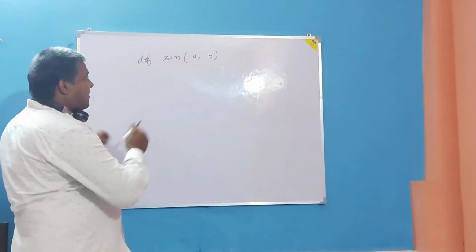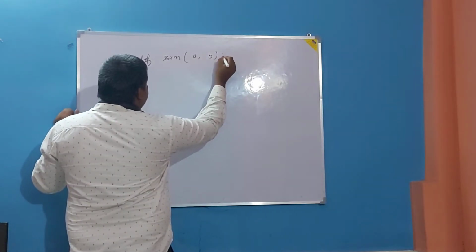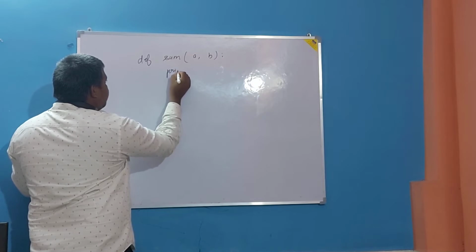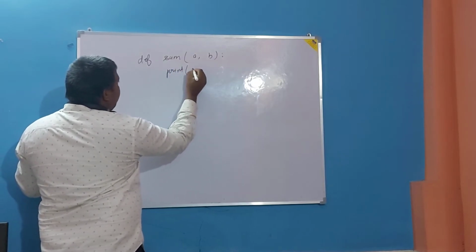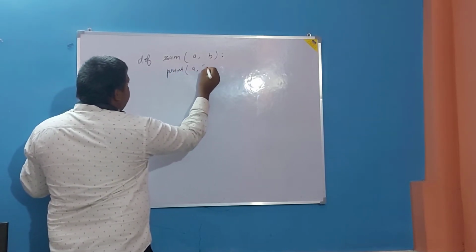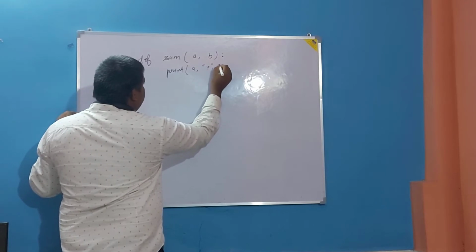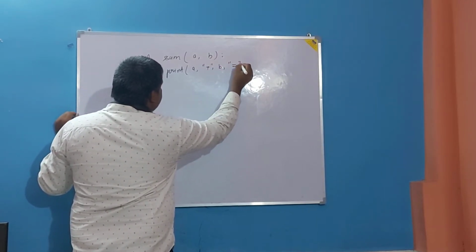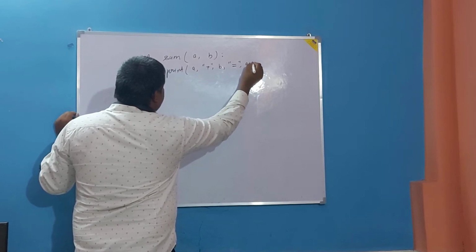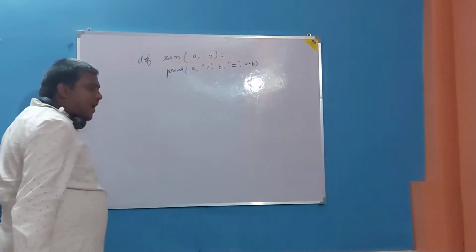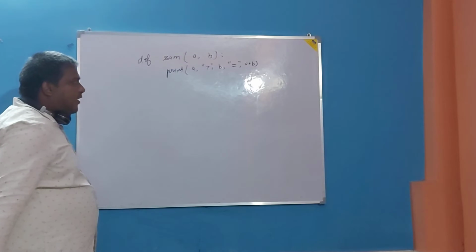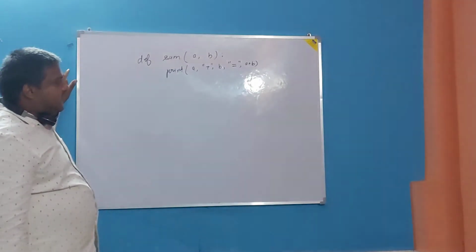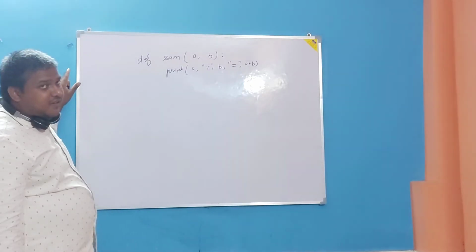And after that, we use a colon. Suppose we want to display the result, so we will write print(a, "+", b, "=", a + b). This function definition is only one line. It is taking two parameters, adding them, and displaying the result.